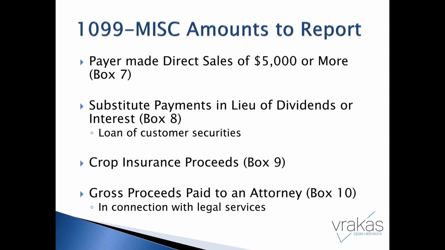Box 7 is a checkbox. It is for direct sales of $5,000 or more. This example would be if you have a trade show, it's a temporary booth, and you're selling product on a buy, sell, or commission basis. Then you check this box. You also may have an amount in other income as well, either on the 1099 miscellaneous or on the NEC, and we'll get to that. But this box 7 is just a checkbox.